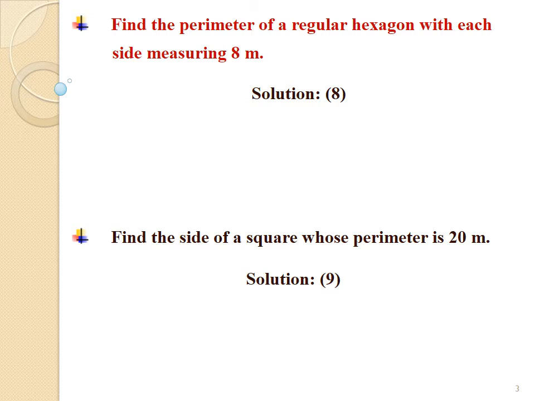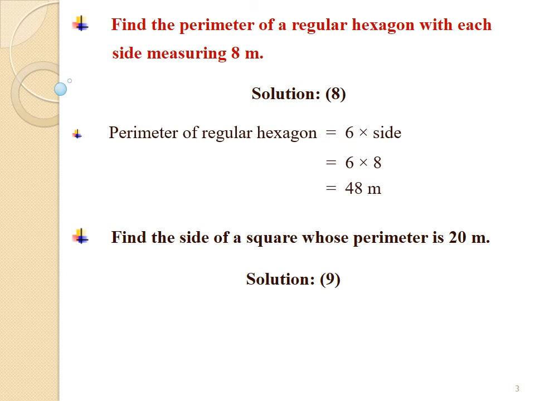So now, let us solve sum number 8 and find out the perimeter of regular hexagon, keeping in mind the formula. Perimeter of a regular hexagon equals 6 into side equals 6 into 8. Now multiplying 6 by 8, we get 48 meters. Thus, the perimeter of regular hexagon is 48 meters.